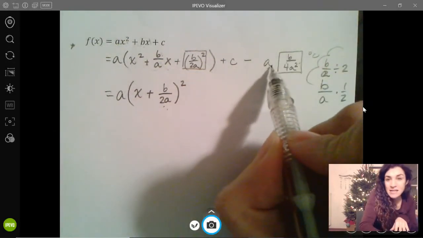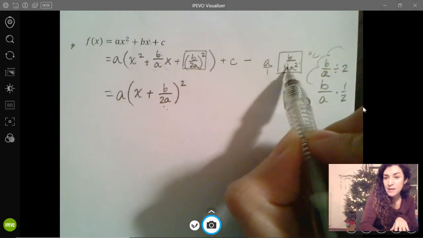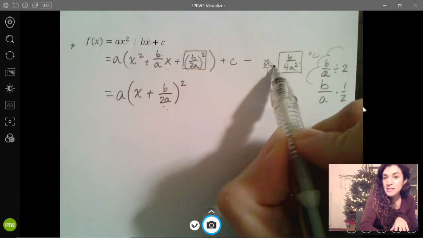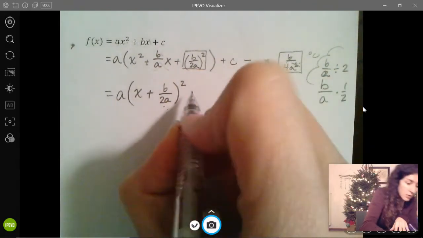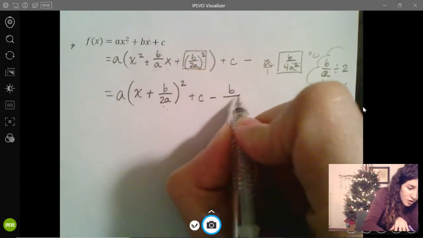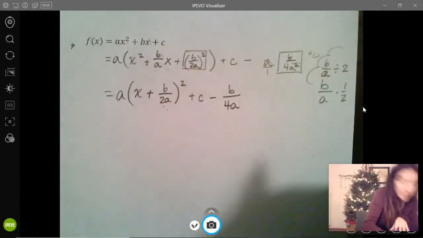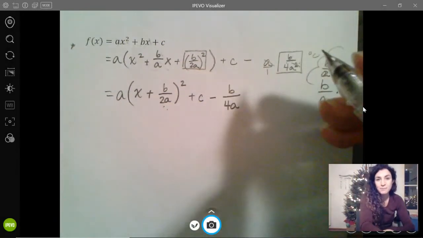That a right here, as a over 1, would be in the numerator if we multiplied these fractions together. So this a cancels out with one of our a's in the denominator. And so we're left with plus c minus b over 4, and then just a, not squared anymore, because it got canceled out with this a on top.